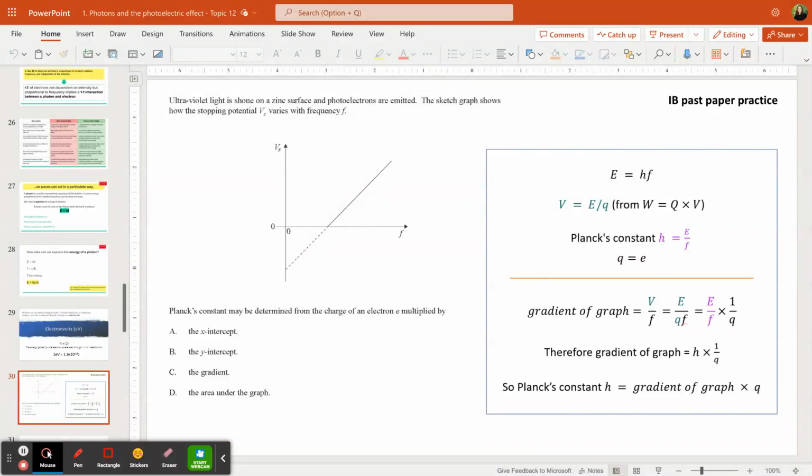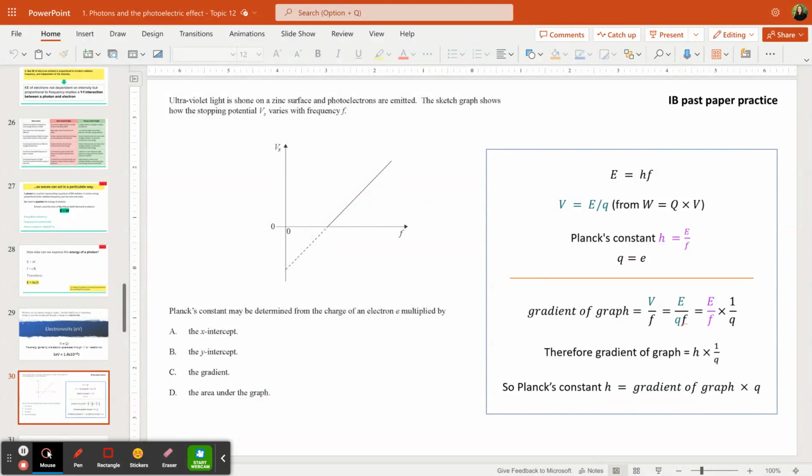So the gradient of my graph is y over x. In this case it is voltage over frequency, V over f. And I have substituted my teal-green equation, V is E over Q, into this equation. So my gradient can be expressed as E over Qf. I also know that the E over f part of that, the pink bit, is the Planck constant.